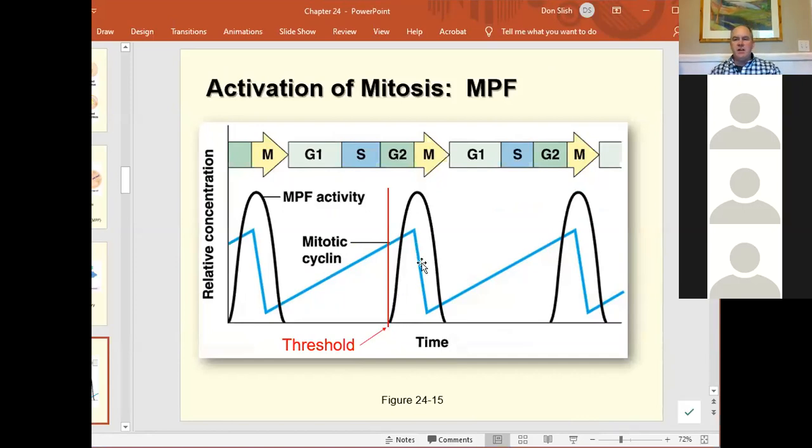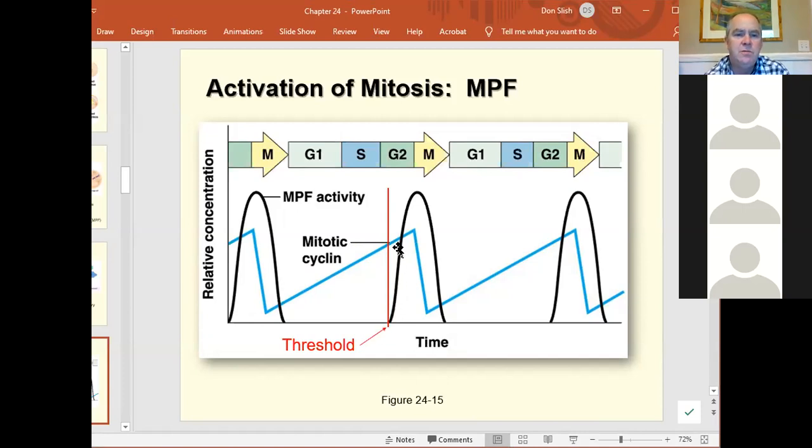So the black line is when CDC2 and cyclin B get together, then they're active MPF. And there are other phosphorylation events we'll talk about next time. But that is MPF. So you can see here that the cyclin level increases slowly throughout the cycle until you get past some certain threshold value of cyclin B concentration. And when you get past that value, MPF starts up.